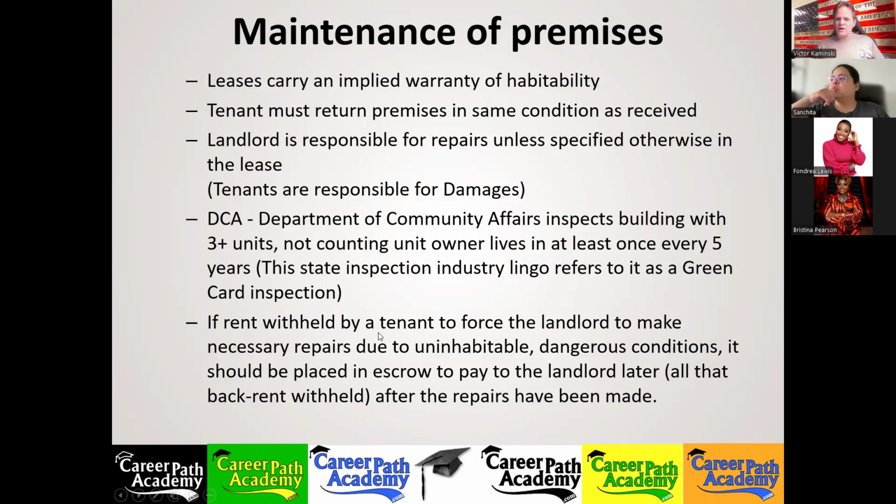Now, if the rent is withheld by a tenant to force the landlord to make necessary repairs due to uninhabitable or dangerous conditions, it should be placed in an escrow account to pay the landlord later, because the tenant doesn't just get to not pay rent until the repairs get done and then start paying rent from that day forward. They have to pay the landlord all the back rent that they've been withholding to try to force them to do those repairs.